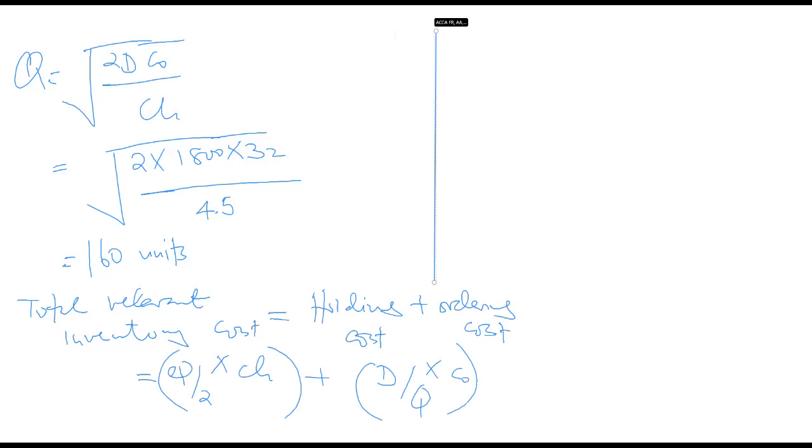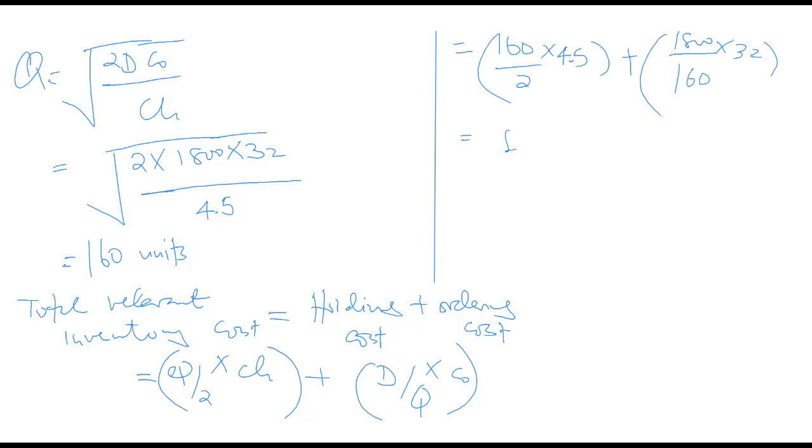Therefore, total cost equals Q, which is 160, divided by 2, times the holding cost per unit per year, which is 4.5, plus the number of orders per year, which is 1800, divided by Q, which is 160, times the cost per order, which is £32. And therefore, what's the cost? £720.